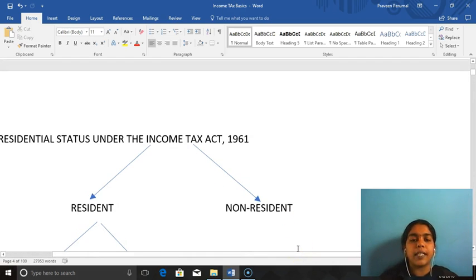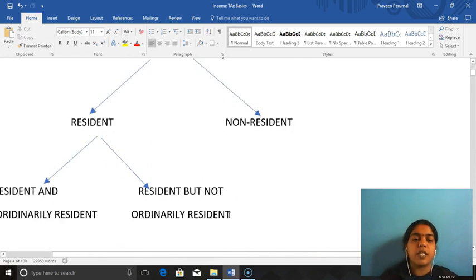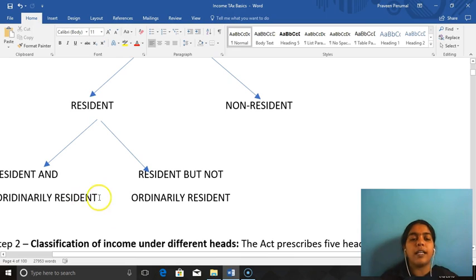So what are the broad categories? First is the resident and the non-resident. Resident is one category, second category is non-resident. The resident is further divided into resident and ordinarily resident, and resident but not ordinarily resident.